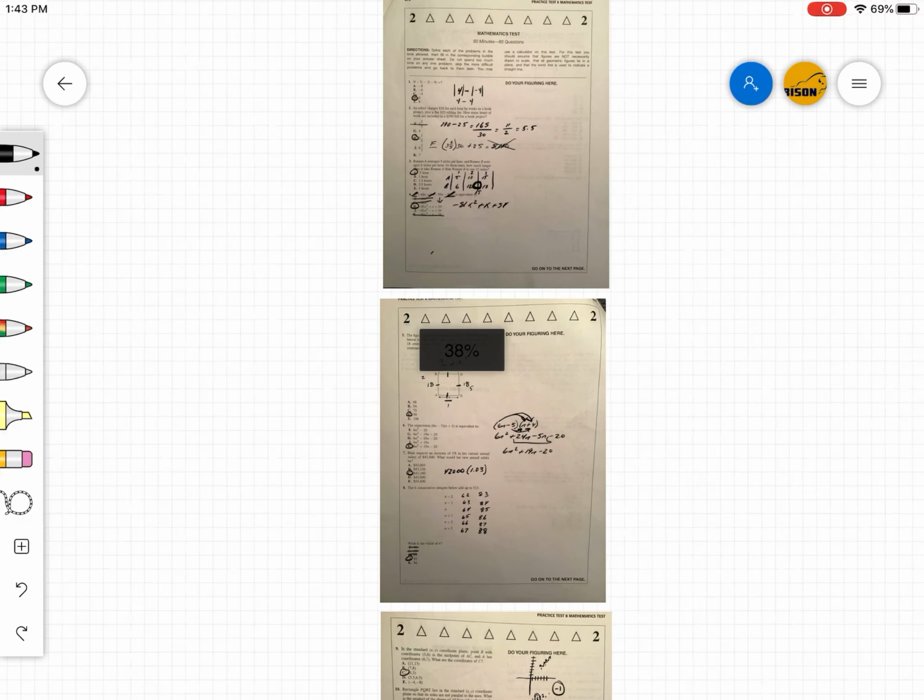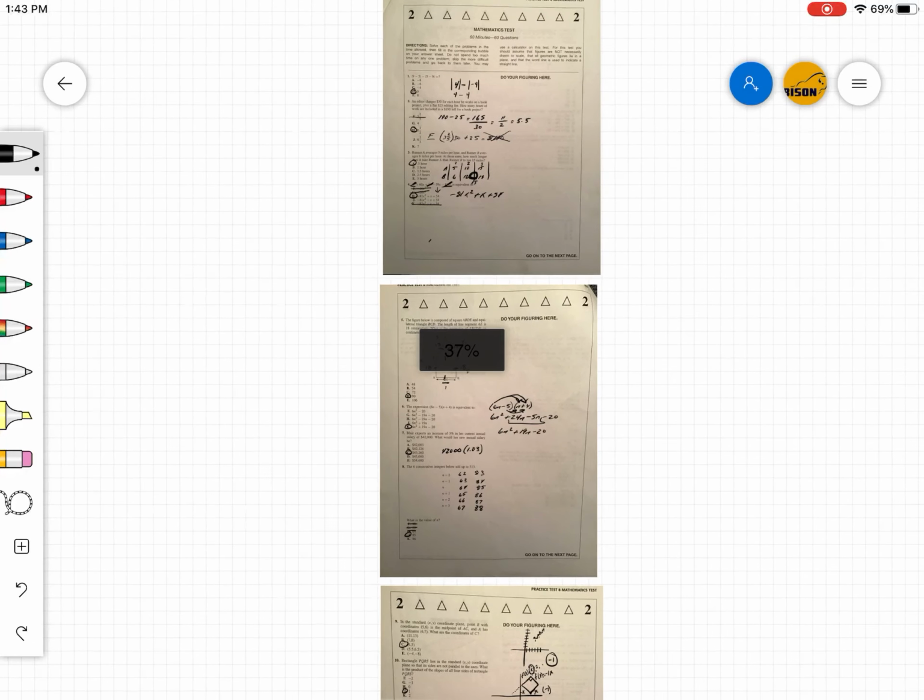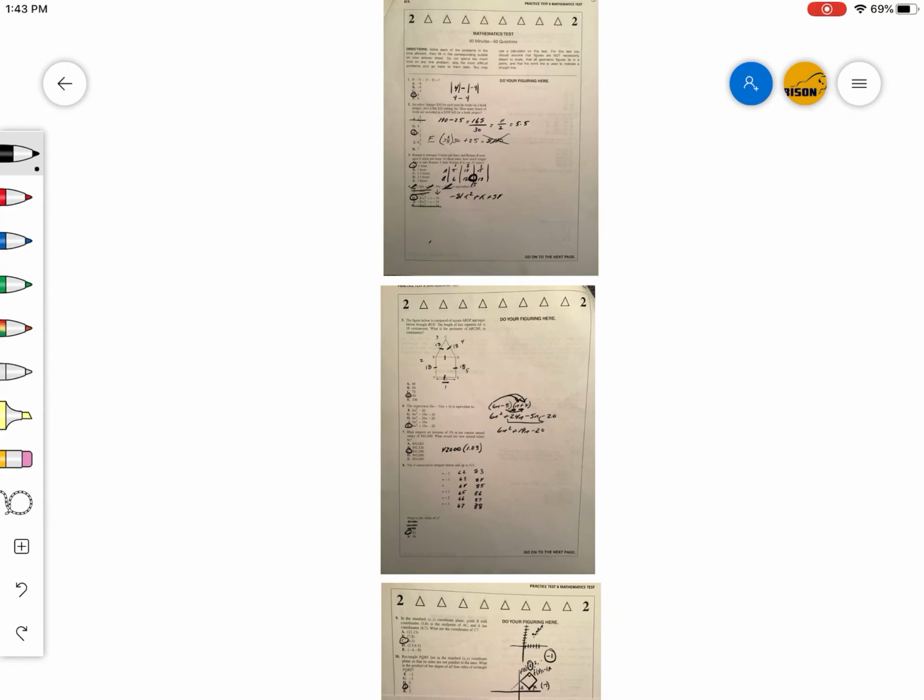I'll zoom this out to where you can see all of the problems. It's not going to be a very good picture, but if you need to go back and check what any of the answers were, here you go without having to rewind.